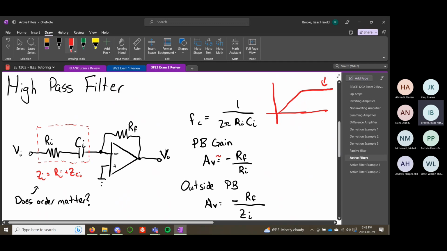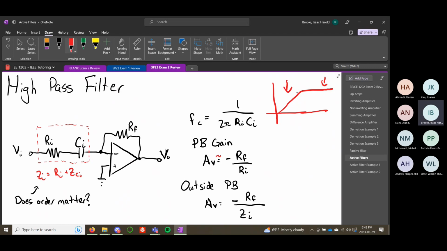Would that gain outside your passband just be a random gain if that's not the passband, or what number would it give you? Yeah, so outside of your passband, we're talking about this region here.